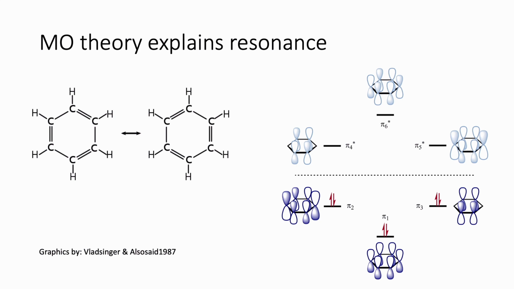But you can see here, we start with 6 p orbitals. We end up with 6 molecular orbitals, and they're evenly distributed above and below the average energy line. And you can see that all 6 of our electrons end up in bonding orbitals. That's why this is such a stable molecule.